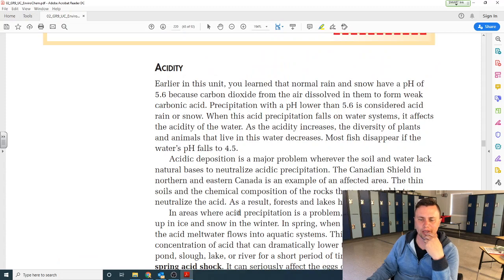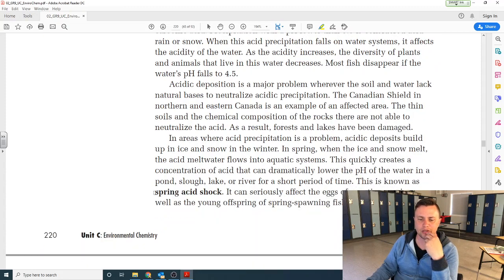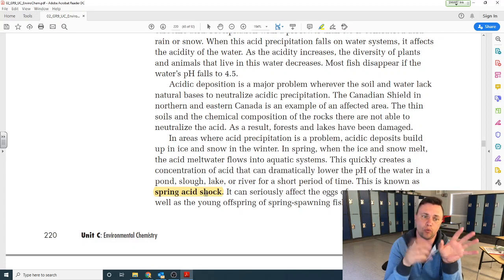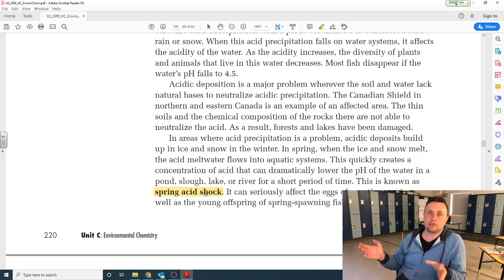One thing I didn't talk about is right here, this spring acid shock. What can happen in an environment, especially if we don't have a ton of this around Alberta, but if you are in an area that has really high industrial activity, lots of factories that are pumping out various different things into the atmosphere around it. Just downwind from there, you'll oftentimes have acid rain that'll fall in the summer, but in the wintertime, there'll be acid snow.